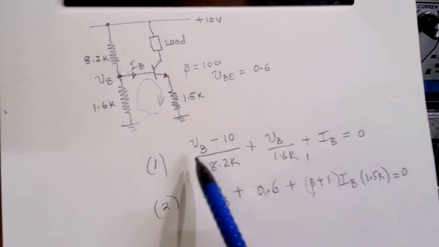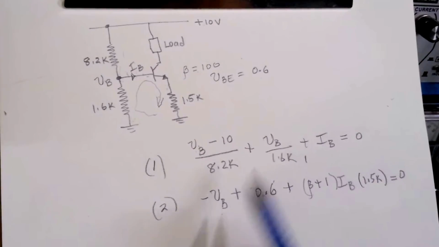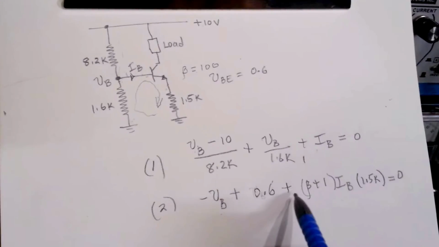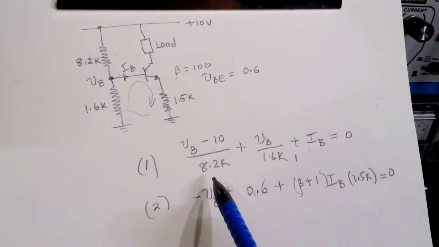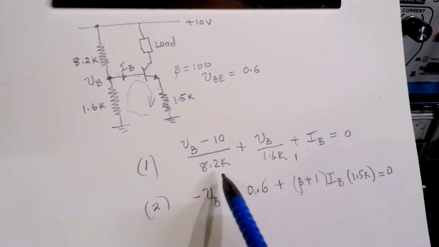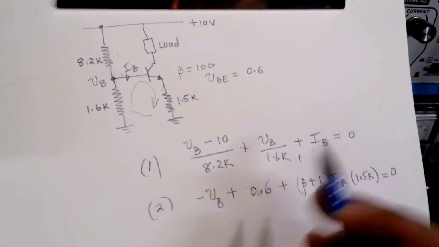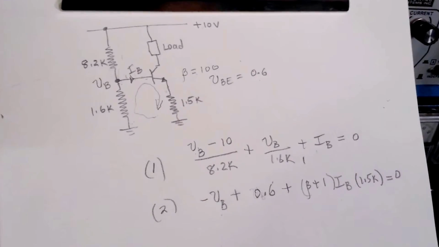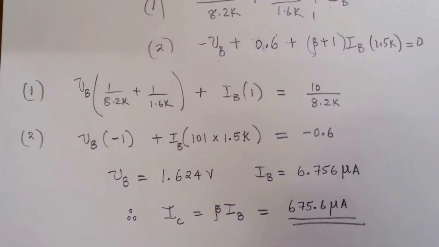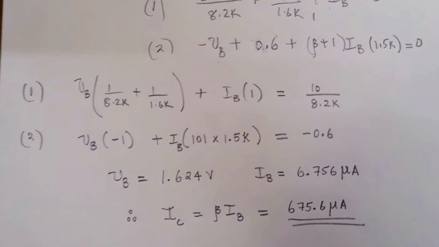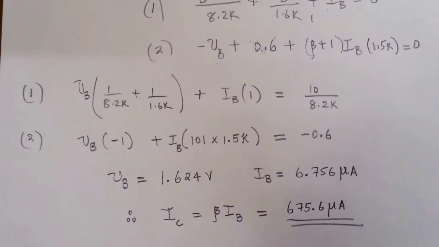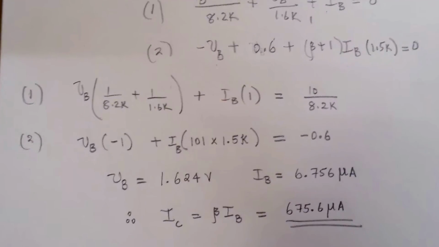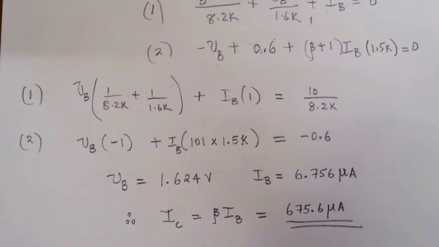So now you have two equations, two unknowns. The two unknowns are the base voltage VB and IB, and you know beta. So just plug this into your favorite simultaneous equation solver, or do it by hand. It's very simple. If you do that, you will get VB to be 1.624 volts and IB to be 6.756 microamps.